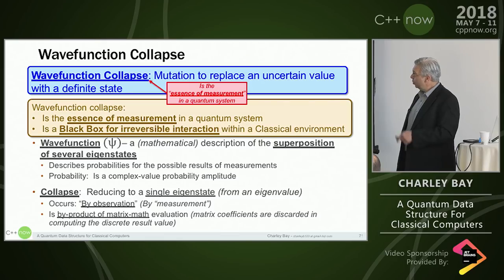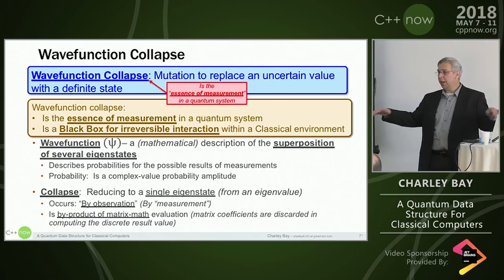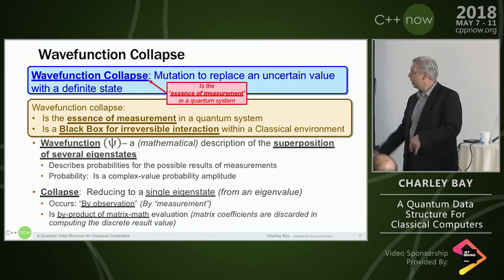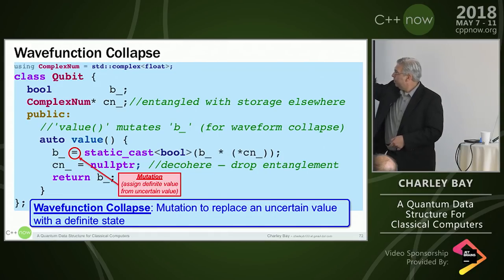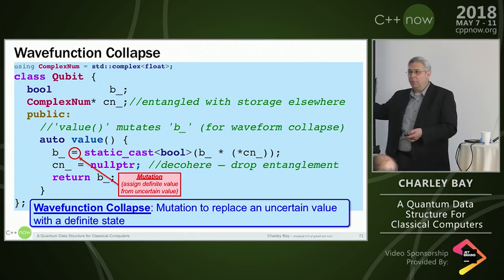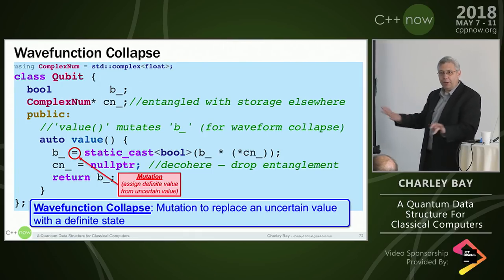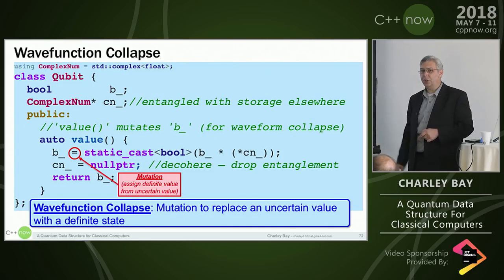So the wave function mathematically superimposes several eigenstates, and we define rules for that. We define our types, and the collapse just reduces it to a certain state. This is the same code you just saw a second ago, but we talked about being mutating. It is mutating. We assign a certain value to the bool, and we decohere. We drop our entanglement after we've mutated all the people to which we were entangled. So wave function collapse is just a mutation. This is why it's not functional. It can't be functional programming.